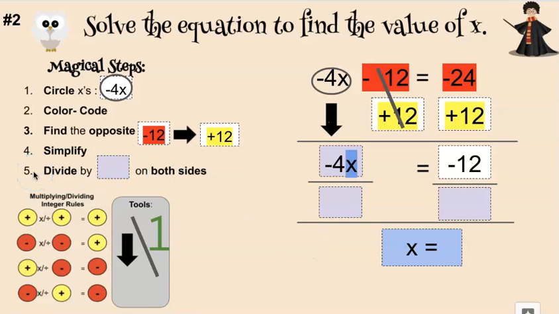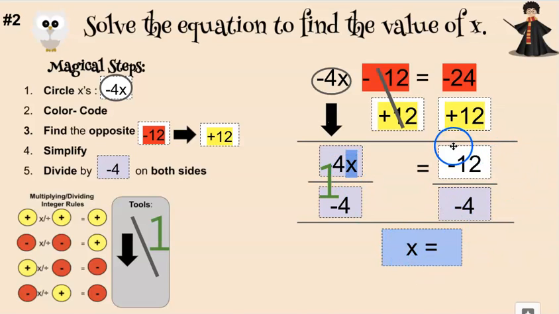Now we go to step 5. It says divide by blank on both sides. Well, we want x by itself, so we're going to have to divide by negative 4. So now let's do that to both sides, negative 4 and negative 4. Okay, so after that, now we can go ahead and finish dividing. We're going to take our giant 1, place it here. That allows our x to be by itself.